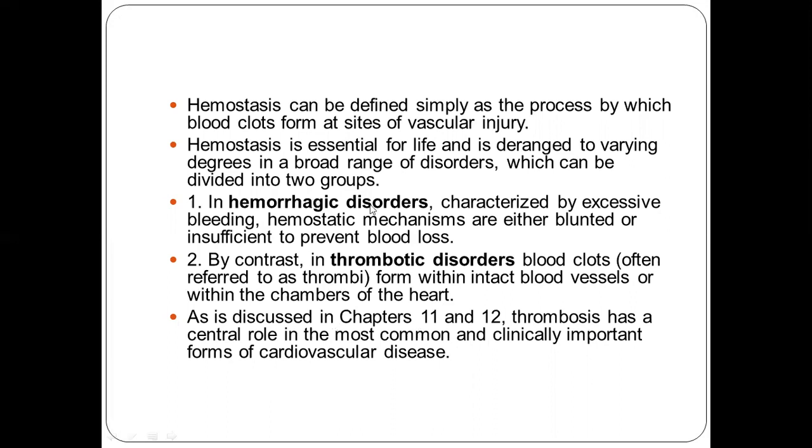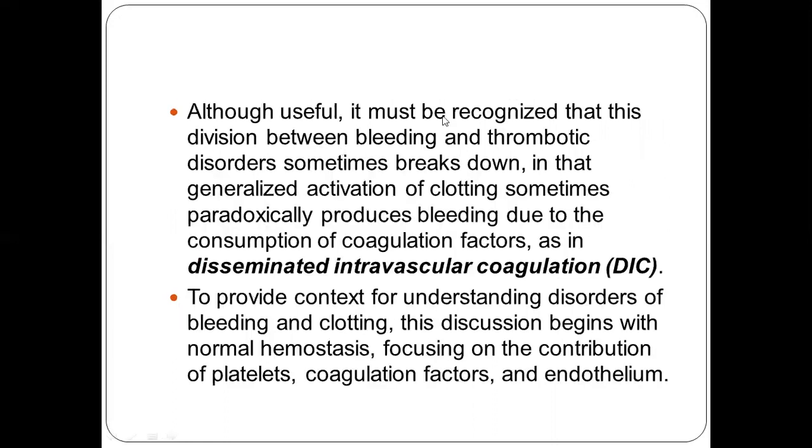So, what is a hemorrhagic disorder? It is characterized by excessive bleeding, in which hemostatic mechanisms are insufficient to prevent blood loss. Whereas in thrombotic disorder, a blood clot is formed within the intact blood vessel. Although useful, it must be recognized that this division between bleeding and thrombotic disorders sometimes breaks down, in that generalized activation of clotting sometimes paradoxically produces bleeding due to the consumption of coagulation factors, as in disseminated intravascular coagulation (DIC).